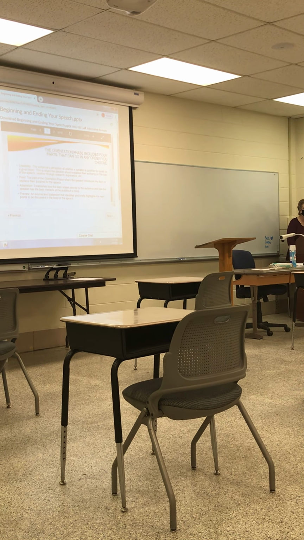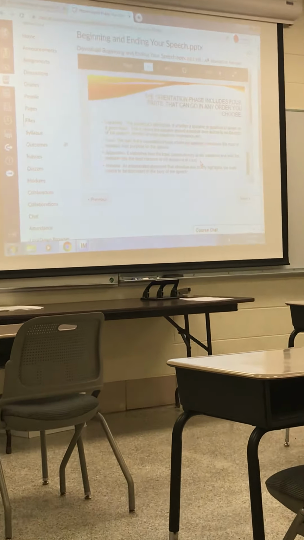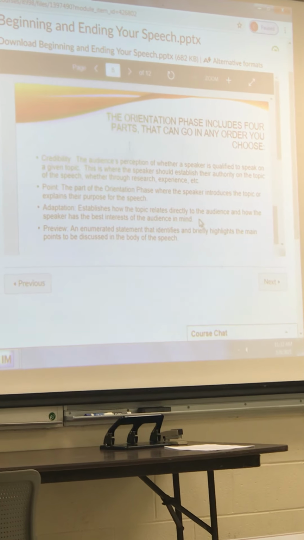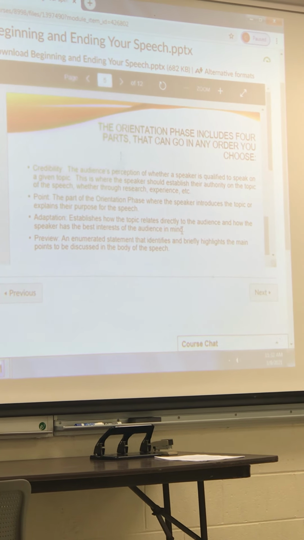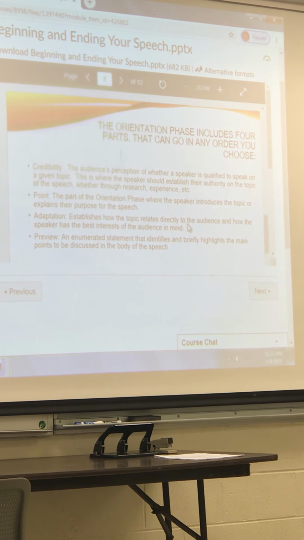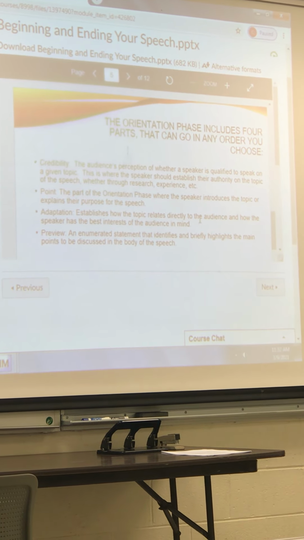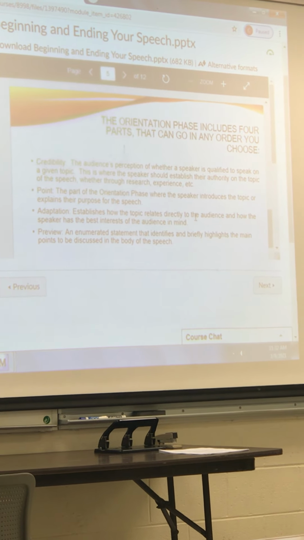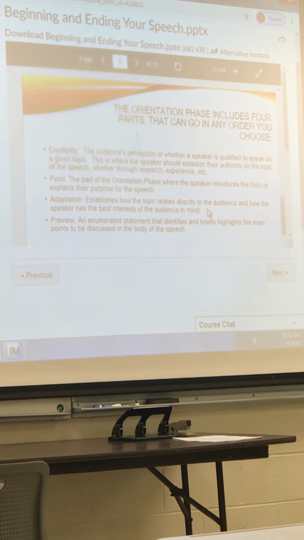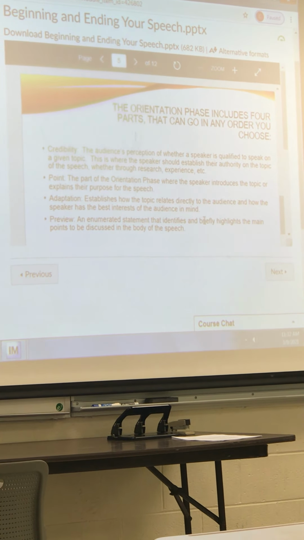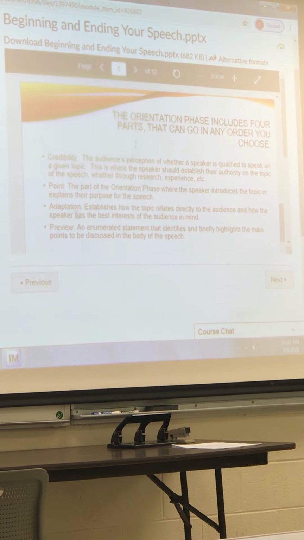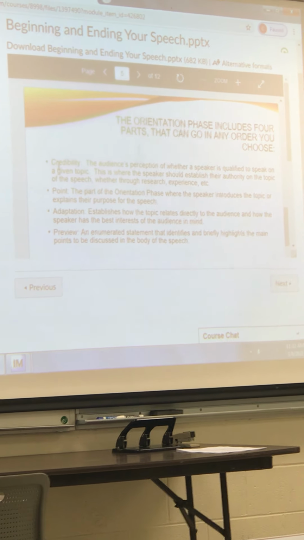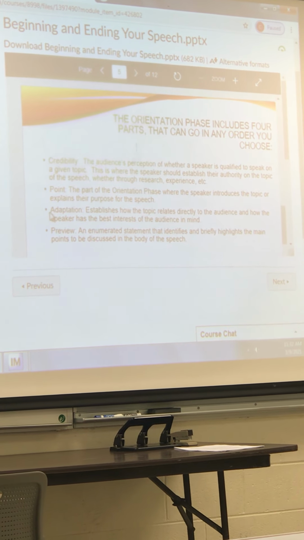Adaptation is where you establish how the topic relates to the audience and how you as the speaker have the best interests of the audience in mind, and what you think the topic will do for us, why it's a good idea for us to listen, and what we might take away from this speech, and why you chose the topic for us. Because it's for the audience. Every speech is for the audience. So tell us why you picked that topic for us and how it connects to us. Credibility connected to you. Adaptation connected to us.